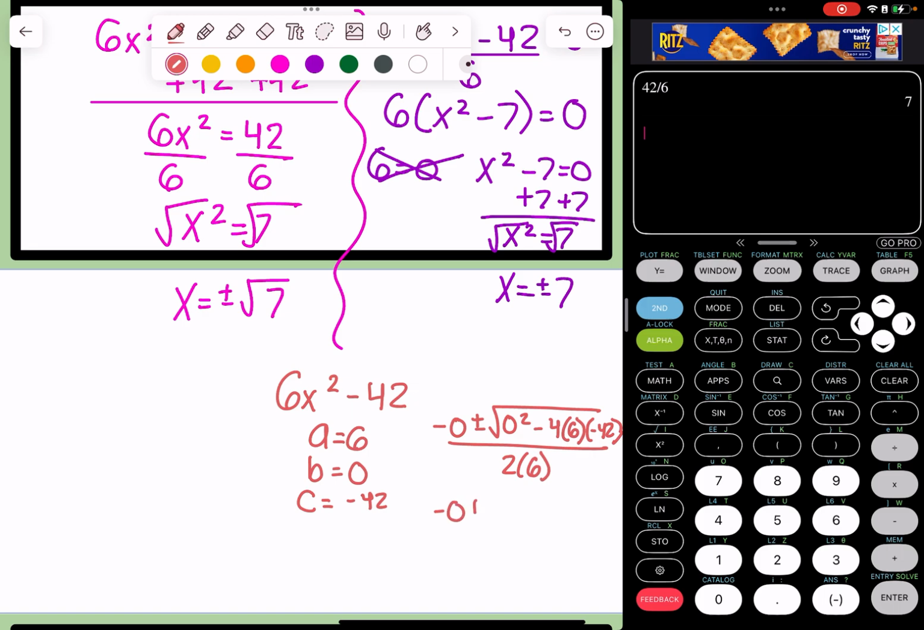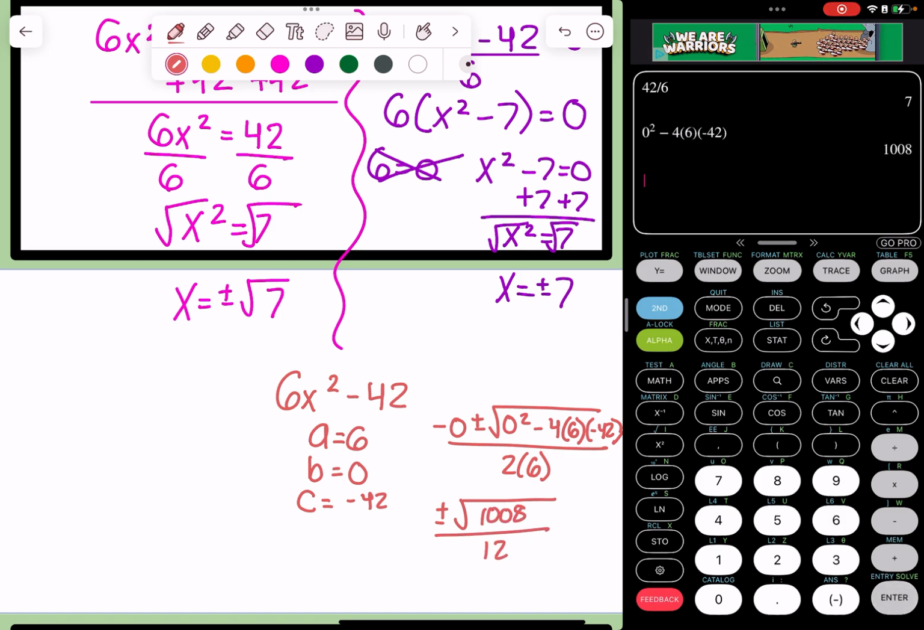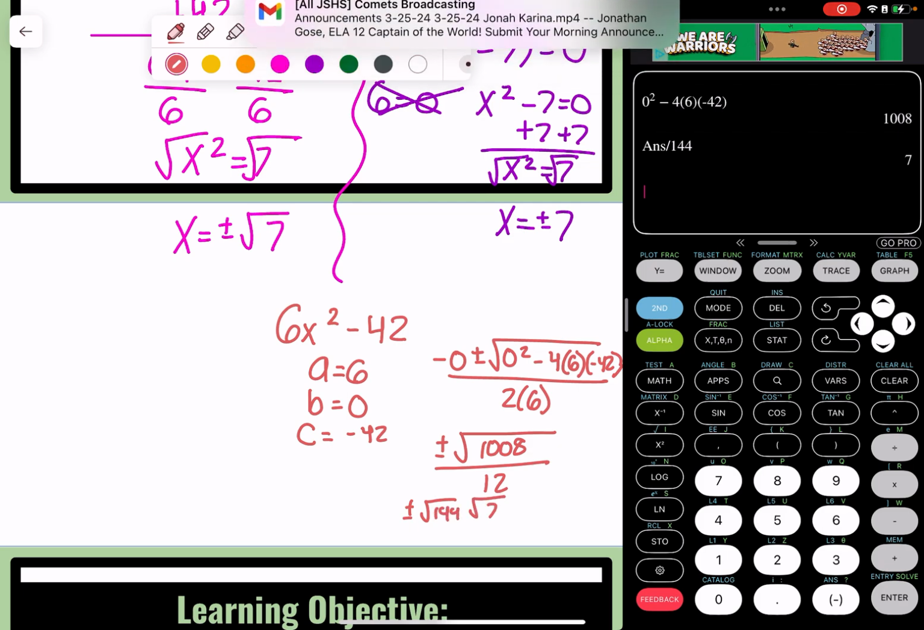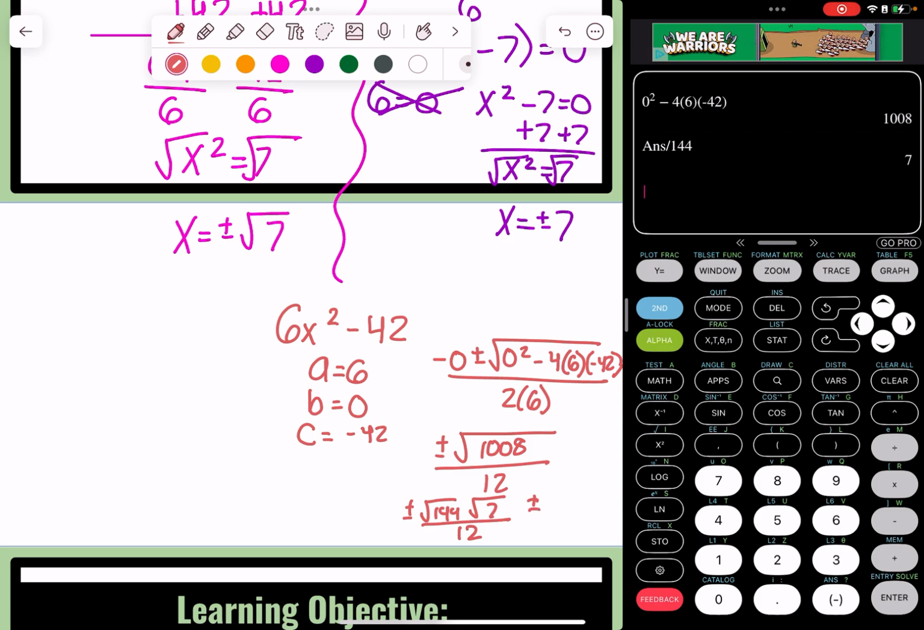So we would have negative 0, which is just nothing. So then we'd have plus or minus the square root of 0 squared minus 4 times 6 times negative 42. That would give us the square root of 1008 divided by 12. I'm then going to think about a perfect square that could go into that. Let me think. Maybe 144, yep. The square root of 144 times 7 over 12. The square root of 144 simplifies to 12, so 12 square root of 7 over 12. Cancel out the 12s, and guess what? We end up with the same answer.